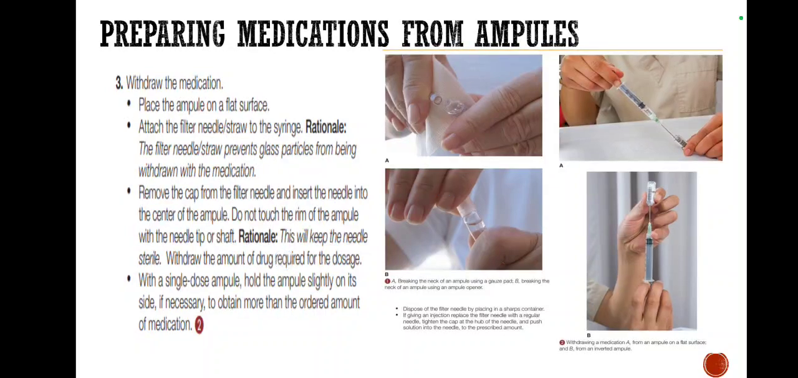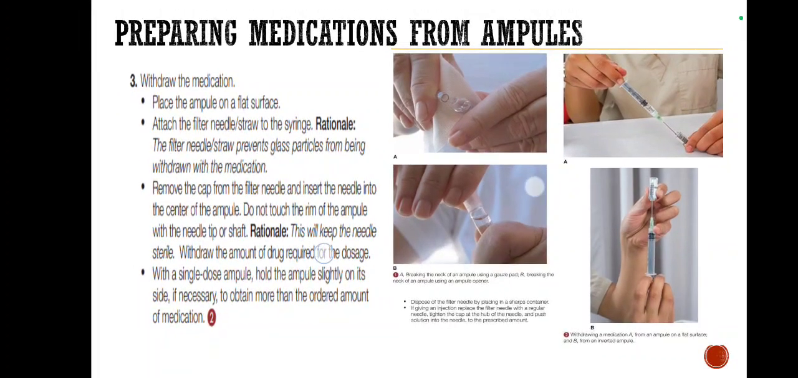Again, place the ampule on a flat surface and attach the filter needle or straw to the syringe. Remove the cap from the filter needle and insert the needle into the center of the ampule. Do not touch the rim of the ampule with the needle tip or shaft. With a single dose ampule, hold the ampule slightly on its side. It's necessary to obtain more than the ordered amount of the medication.